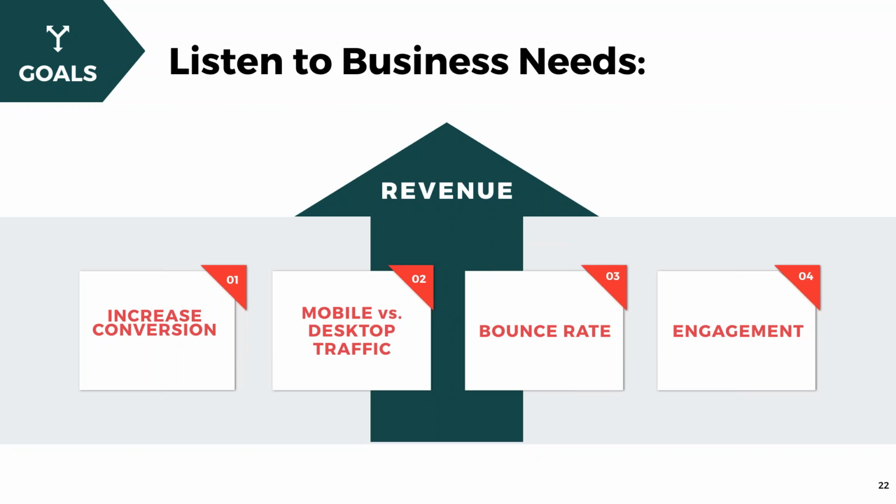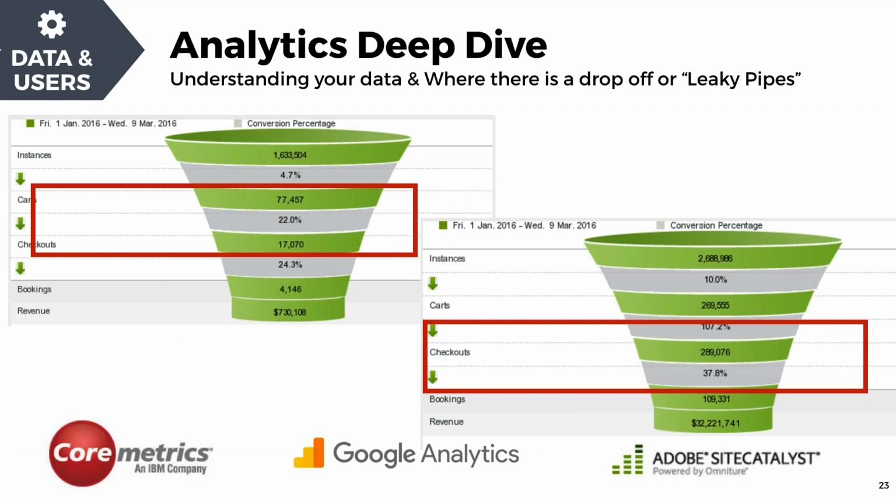Once we have goals taken care of, that's when we take a deep dive at the analytics. And this is all about understanding your data and where there are any drop-offs throughout your site. We take a look at the checkout funnels. And if their users are dropping off, then you have a leaky funnel. Likewise, are there any landing pages that aren't doing well? Are there certain pages that aren't performing as well as others? Those are leaky pipes. And we do this, again, we're tool agnostic.